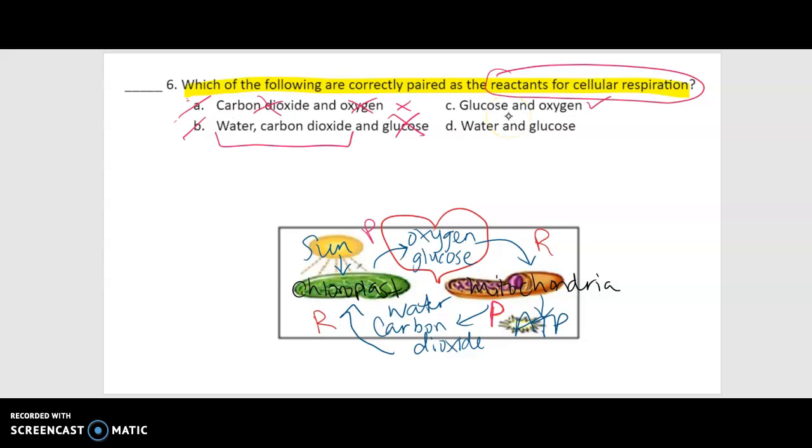Glucose and oxygen, that looks like a good choice. Water and glucose are never together. All right. Our best answer choice for 6 is C.